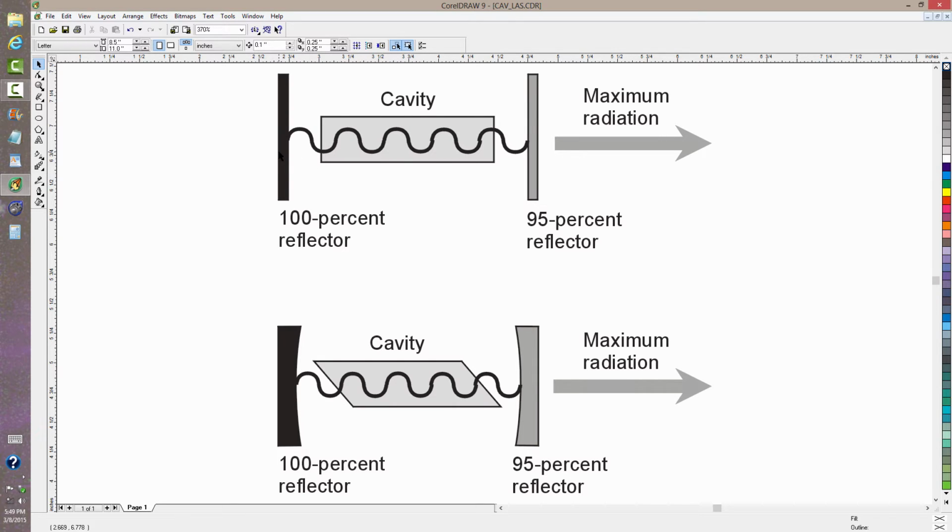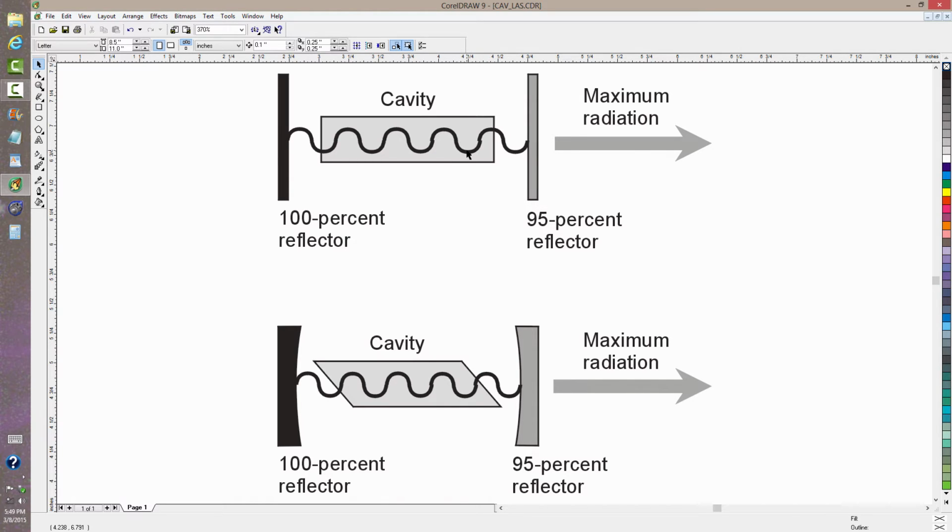One of them is like a mirror at one end, at the back end, and the other one lets 5% of the light through, so most of it gets reflected back, and the light reflects back and forth, reinforcing itself because there's a certain resonant frequency at which these waves tend to go over themselves repetitively in the same phase with every reflection.